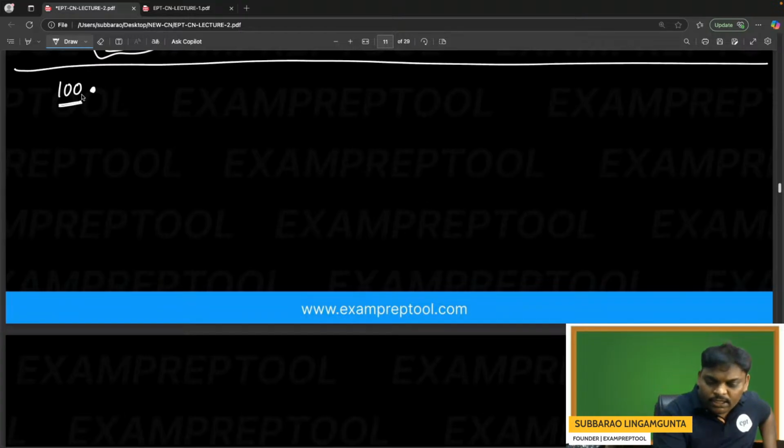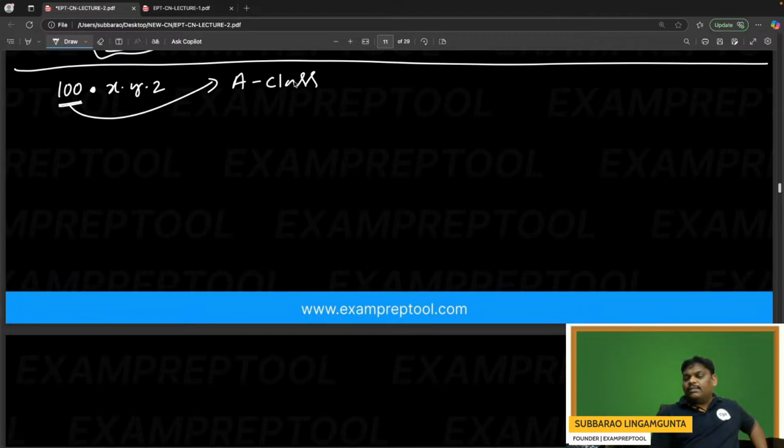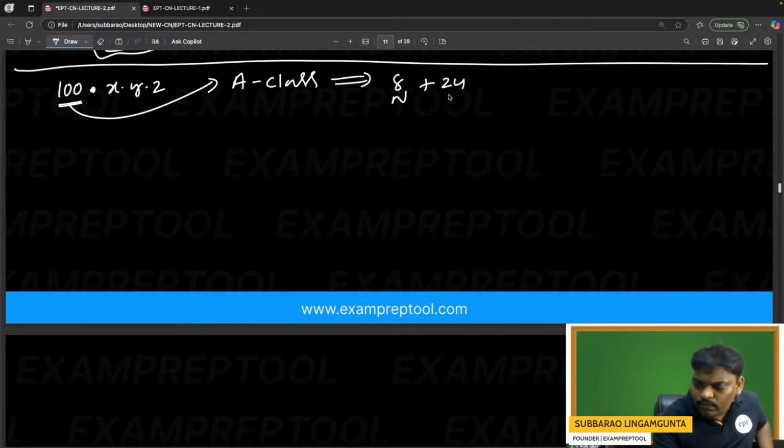See this one, try to understand. 100.x.y.z. Because this is 100, I can say it is an A class. By seeing 100, I can say it is an A class. When you say it is an A class, it is 8 bits for the network and 24 bits for the host.